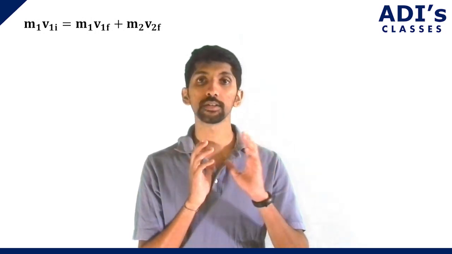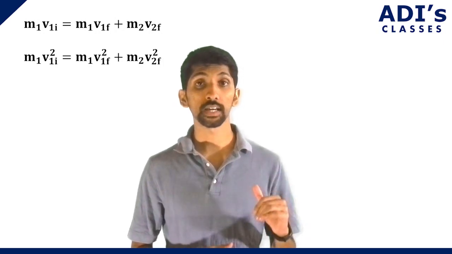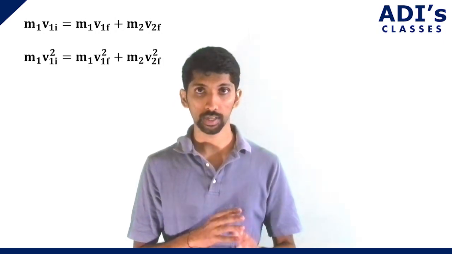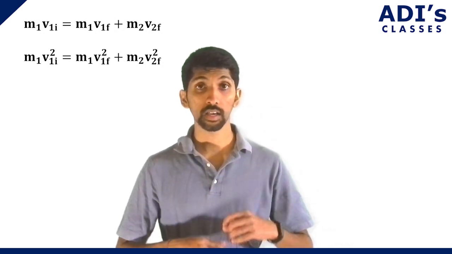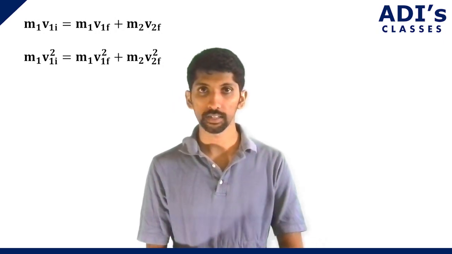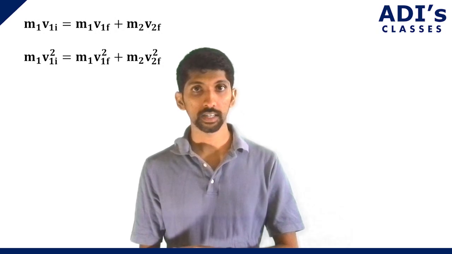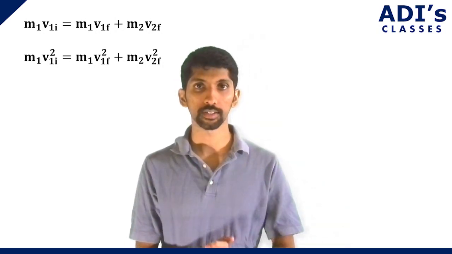Next, coming to the kinetic energy, here we have m1 v1i square is equal to m1 v1f square plus m2 v2f square. Now you might be thinking, how did you get this? Initial kinetic energy is half m v square, right? So that will be half m1 v1i square, and for the final kinetic energy, everywhere you have half, so you can cancel the half, and that's how we got it.